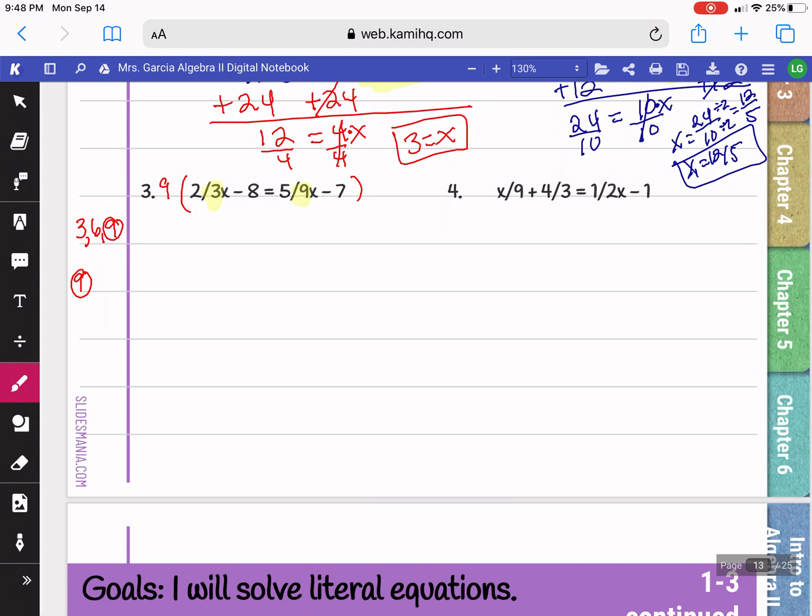So I'm going to start with 9 times 2/3 x. 9 times 2 is 18, divided by 3 is 6. So that's 6x. 9 times -8 is -72. Then 9 times 5/9x. 9 times 5 is 45, divided by 9 is 5. So that becomes 5x. And 9 times -7 is -63. So by multiplying by 9, we got rid of fractions for the whole problem.